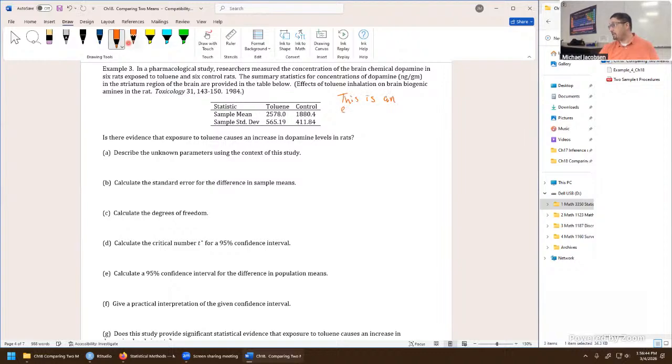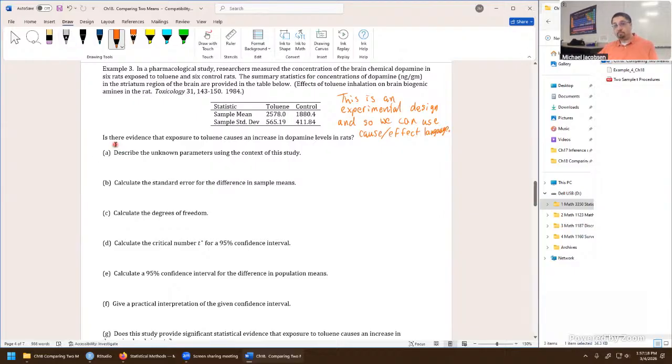And so that tells us this is an experimental design. And so we can use cause and effect language when we go to write our conclusion in this problem.